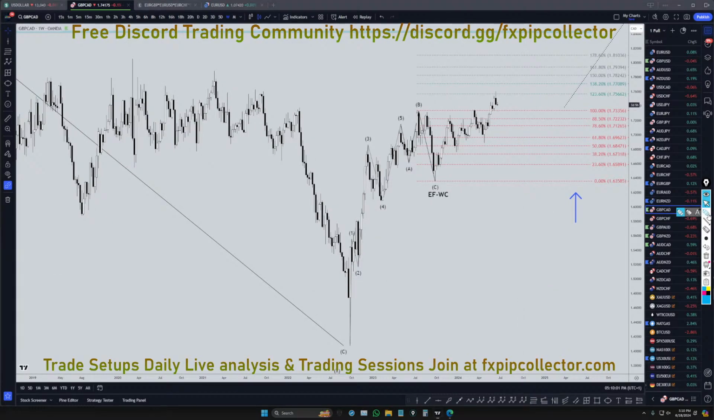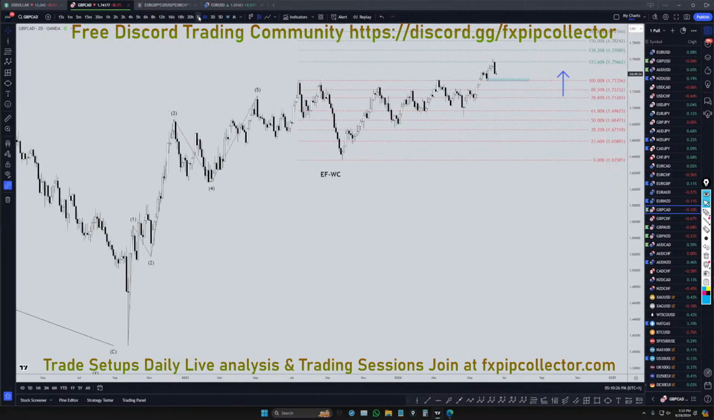I do have an alternative count on this too, because we are bouncing out this 123. If this does break structure on the 4-hour daily time frame, then I definitely at that point would say this is going down for 5 ways down. 1, 2, 3 A, 1, 2, 3 B, and then 5 ways down for the C. Probably go down, take out the low wave 4, and then eventually continue the uptrend.